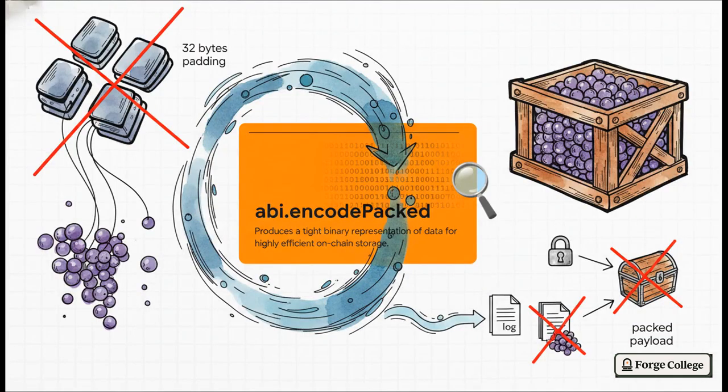And how exactly do we generate those packed values? We use a beautiful little Solidity function called abi.encodePacked. What this does is produce a tight binary representation of data for highly efficient on-chain storage. See, normally Ethereum pads data out to 32 bytes, which wastes a ridiculous amount of space if you're just storing small numbers. But abi.encodePacked strips away all that padding. We use it to seal all our array values super tightly into one single binary blob. We're literally replacing a giant array of individual expensive logs with a single tightly packed payload. Like I said before, it is the ultimate crate for our grapes.